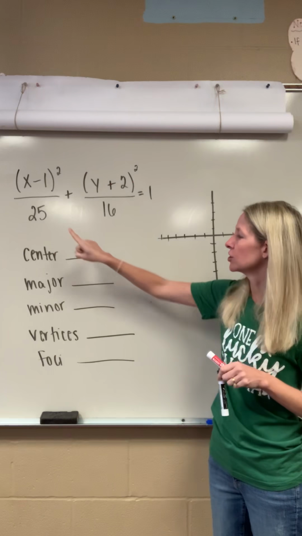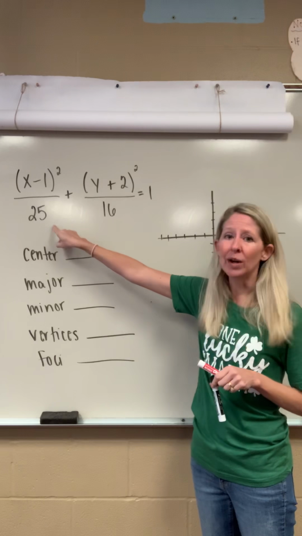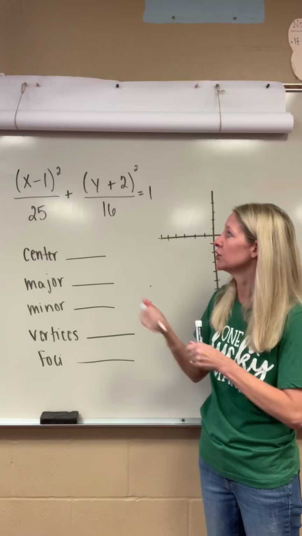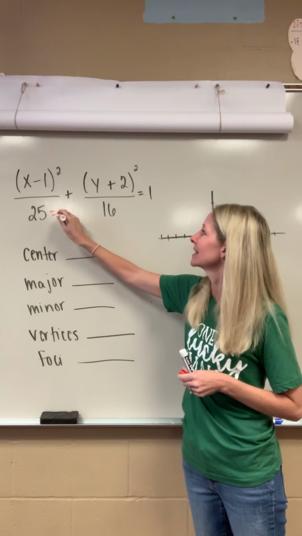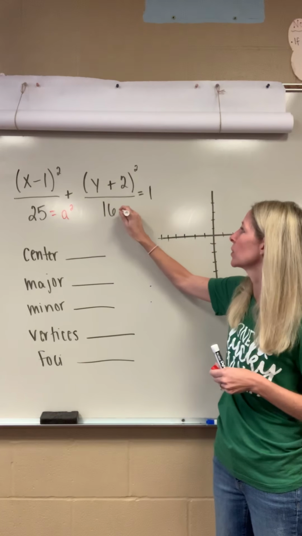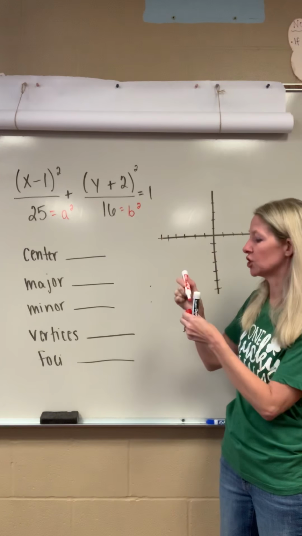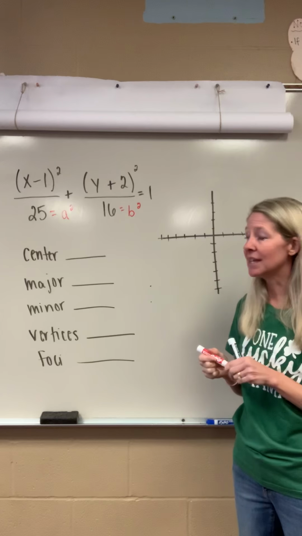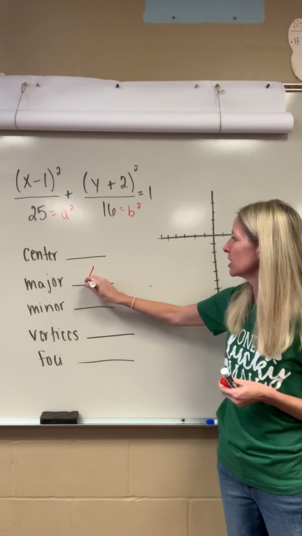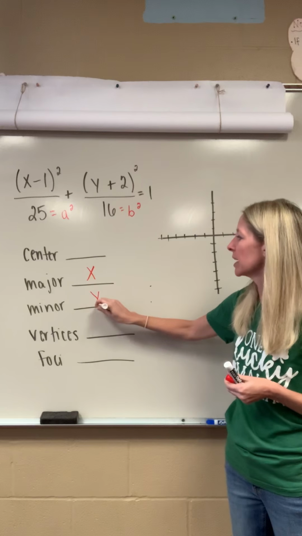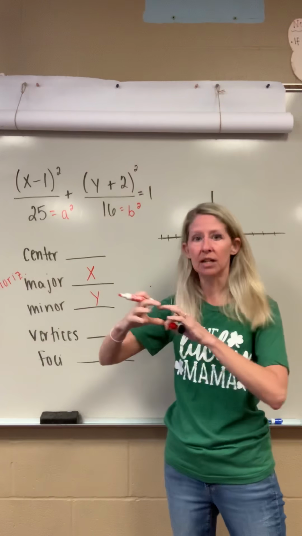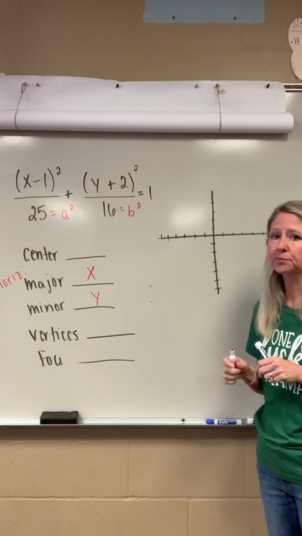Look at the denominators. You have 25 and 16. 25 is bigger than 16. So that means that 25 is your a squared and 16 is your b squared. And because 25 is bigger and it's under the x, that means x is the major axis, y is the minor. And so that means this is a horizontal ellipse. So it's going to be longer side to side.